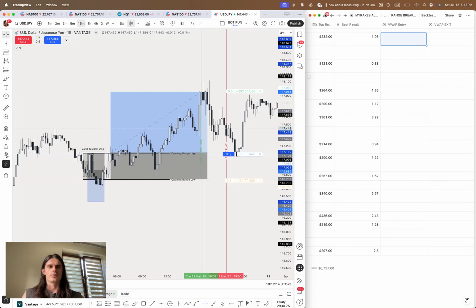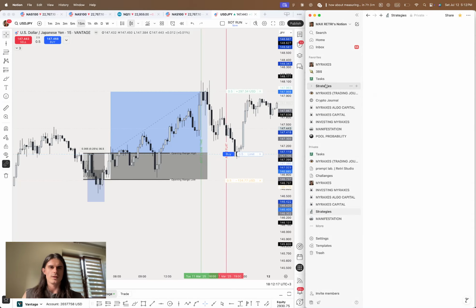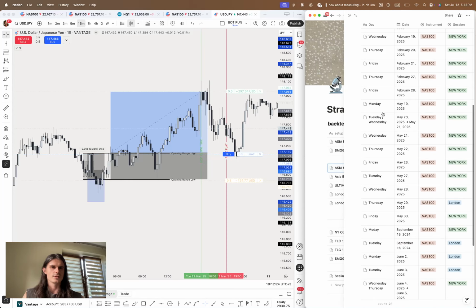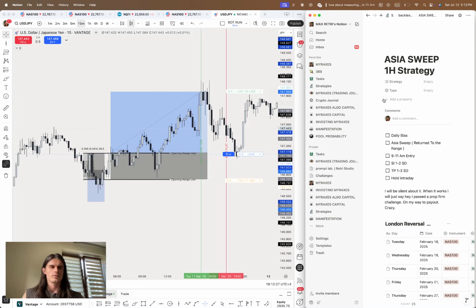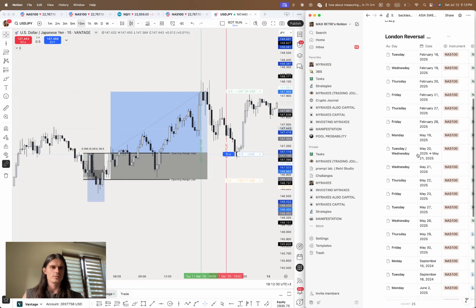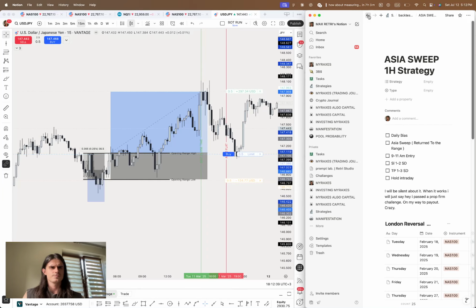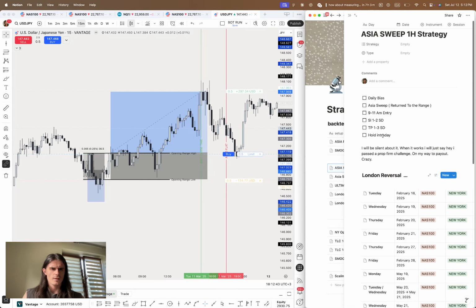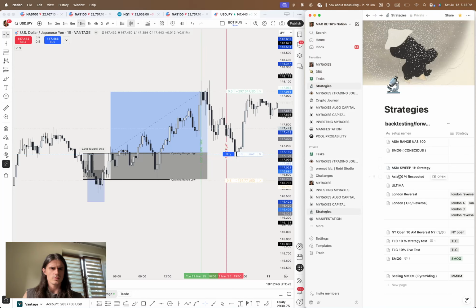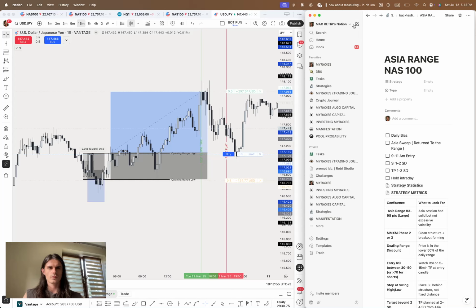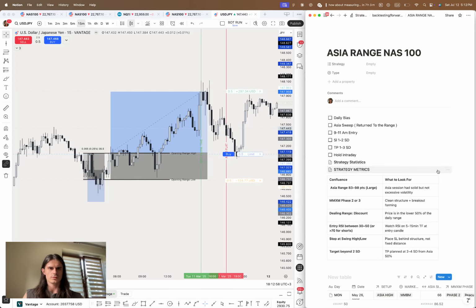Okay, I'm going to show you the other strategy that I'm backtesting, and then Asia sweep. Yeah, this is the one. London reversal. Why is it said that it's a London reversal? Well, let it be the London reversal anyway. 25, but this is not the one. 25, I have more. Asia range, NAS, this one. Okay, 50 trades, this is the one. Press here, close. Okay, great.